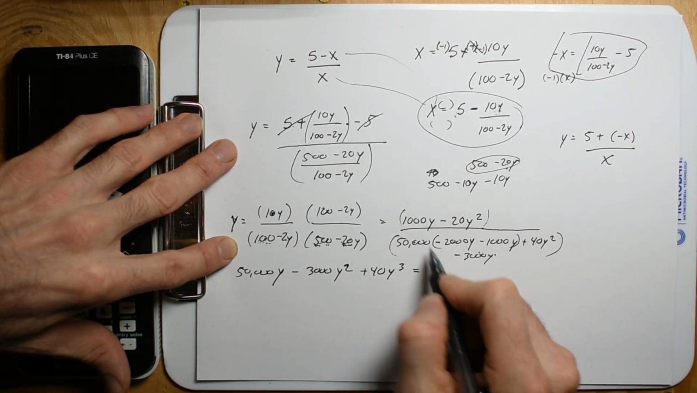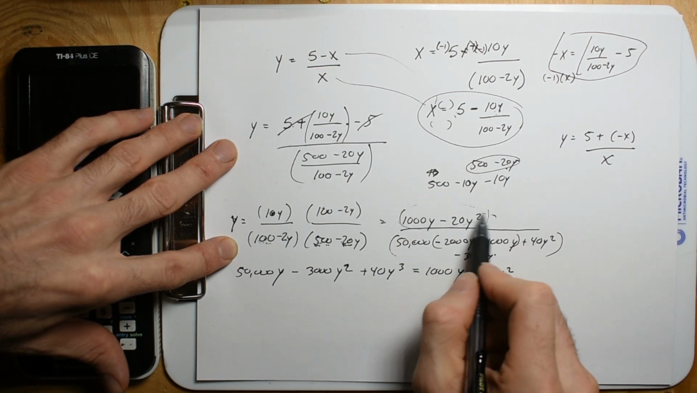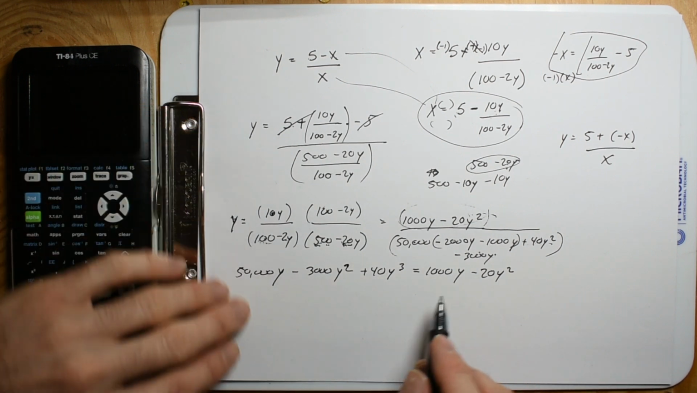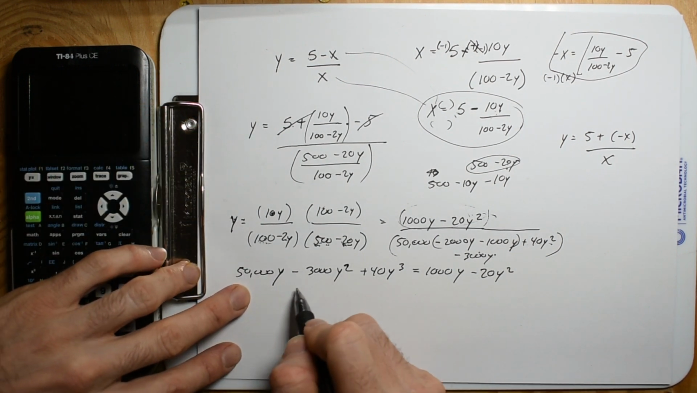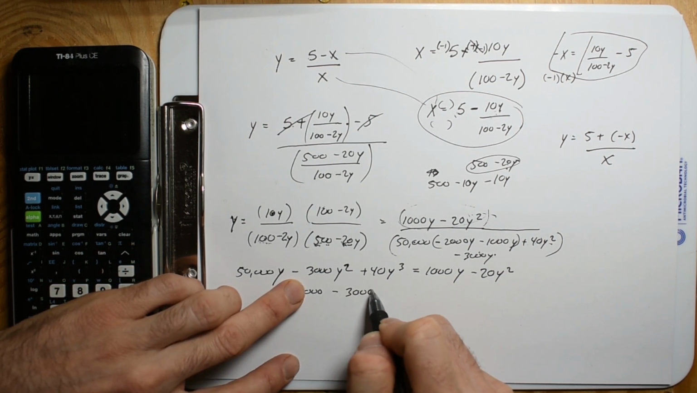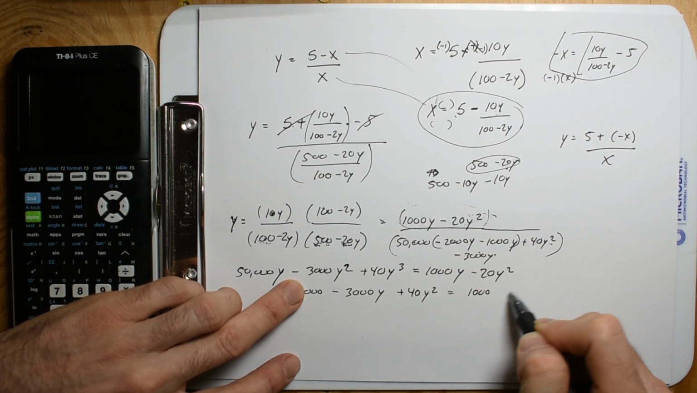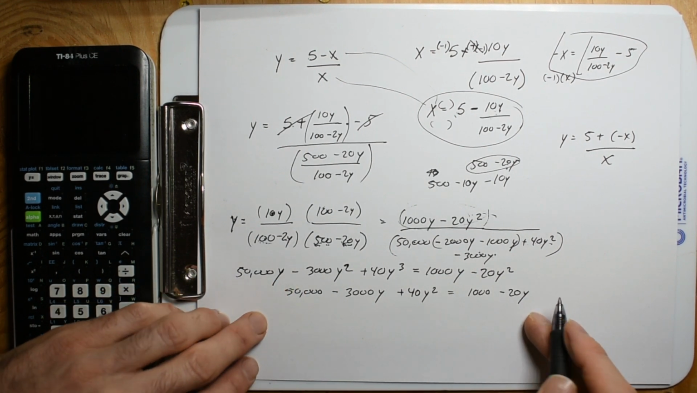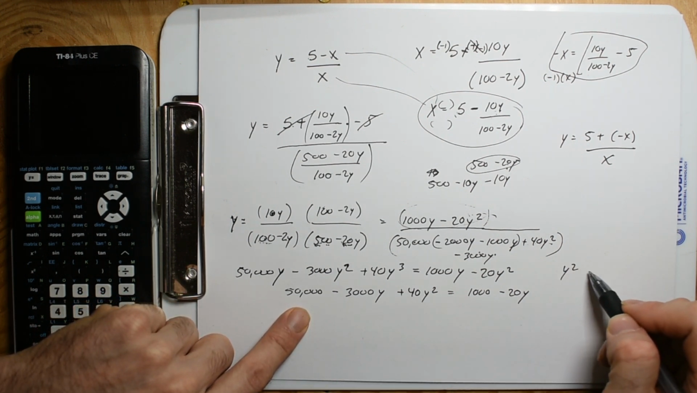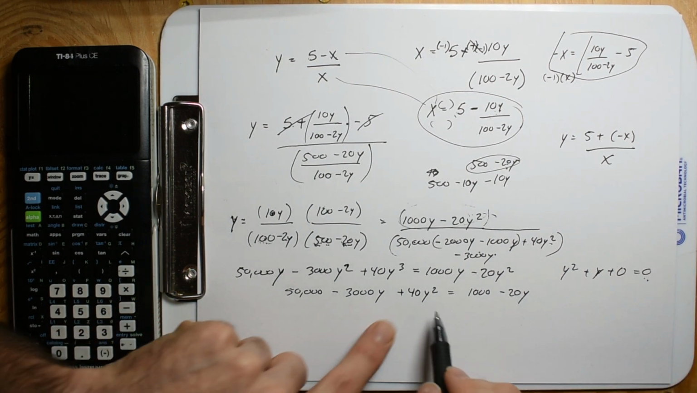That's going to equal 1,000y minus 20y squared. It's going to equal that numerator. So we took the denominator and brought it upstairs to over there. Alright, so now we can just totally cancel out a y. So I'm going to do that right now. This is 50,000 minus 3,000y plus 40y squared is equal to 1,000 minus 20y. And now we're just trying to get something like y squared plus y plus a constant is equal to 0. So this looks pretty good.